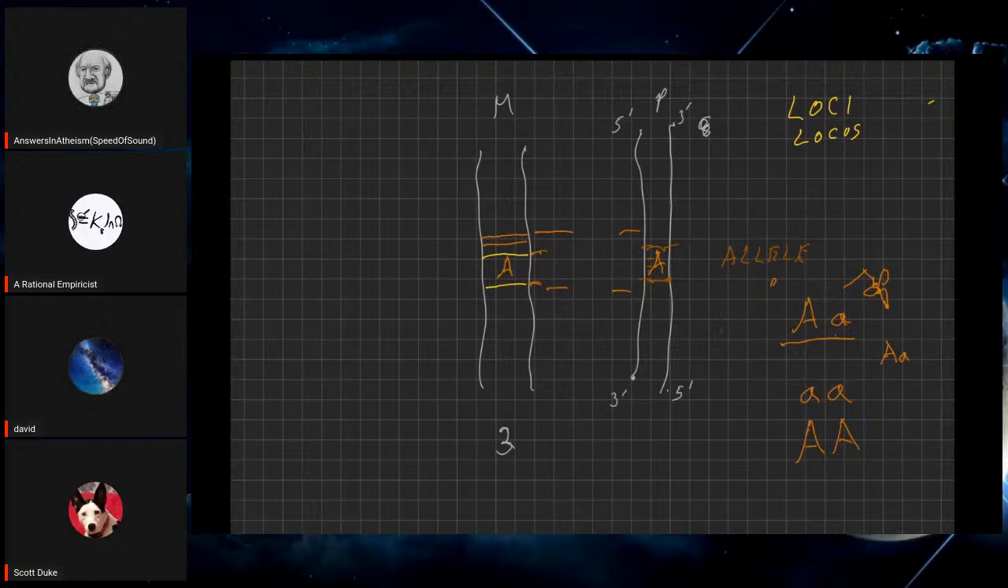Not like that. If I count, this person has two uppercase A's, one from the papa, one from the mama. This person over here has a lowercase and an uppercase. So if I were to count the uppercase A's, I would have 3, and I would have 1 lowercase a. So I have 3 uppercase A's and 1 lowercase a.